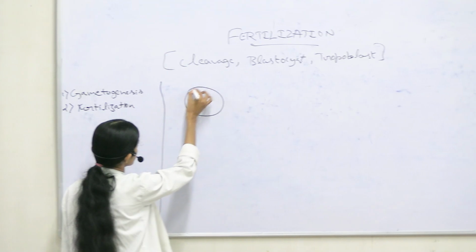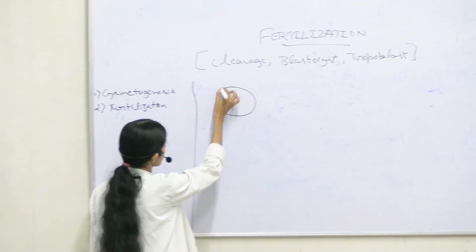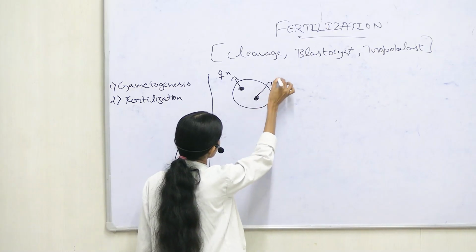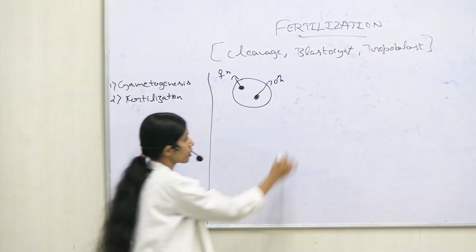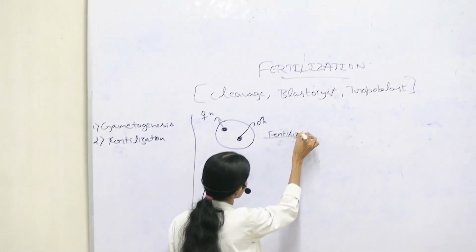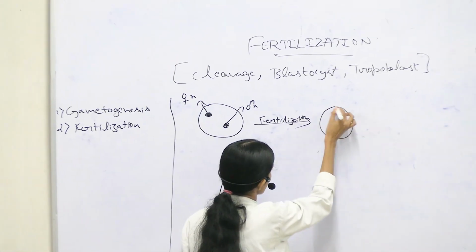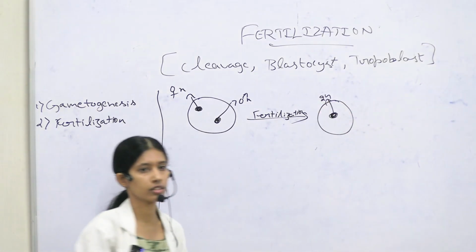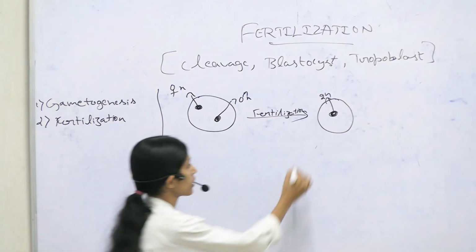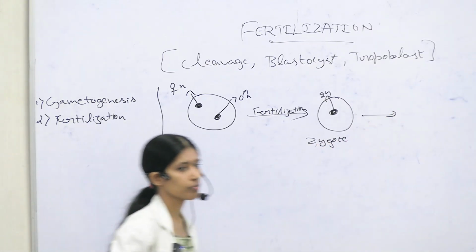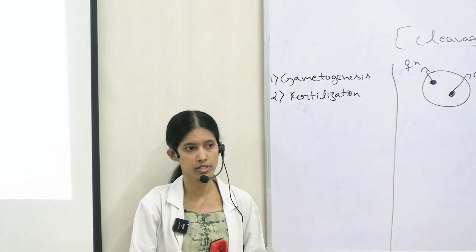So consider this as a female pronucleus and this as a male pronucleus. After the fertilization, it is going to give us the zygote, which has a diploid number of chromosomes. This is the zygote. From this session, we are going to see what happens after the formation of the zygote.